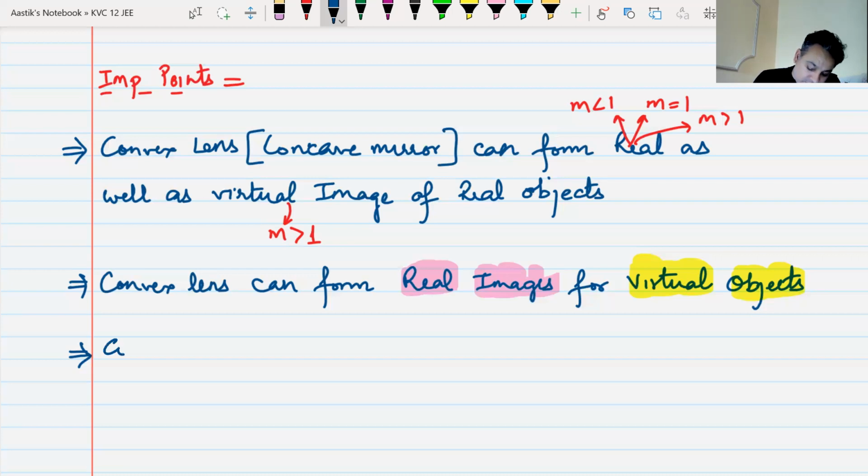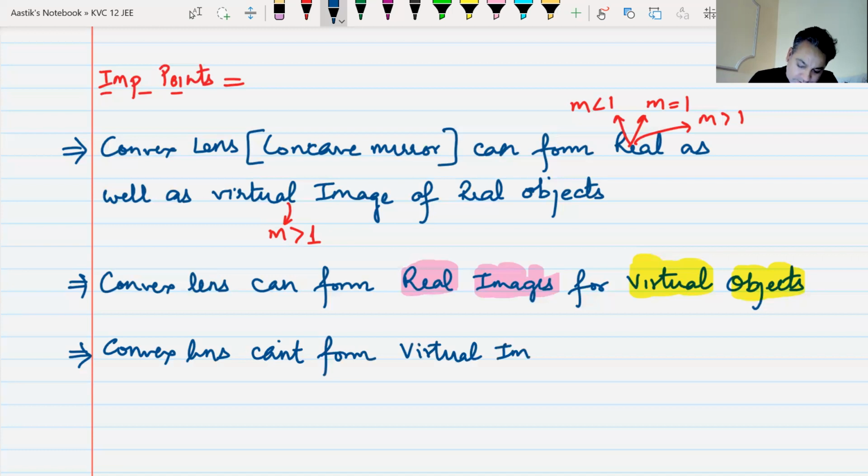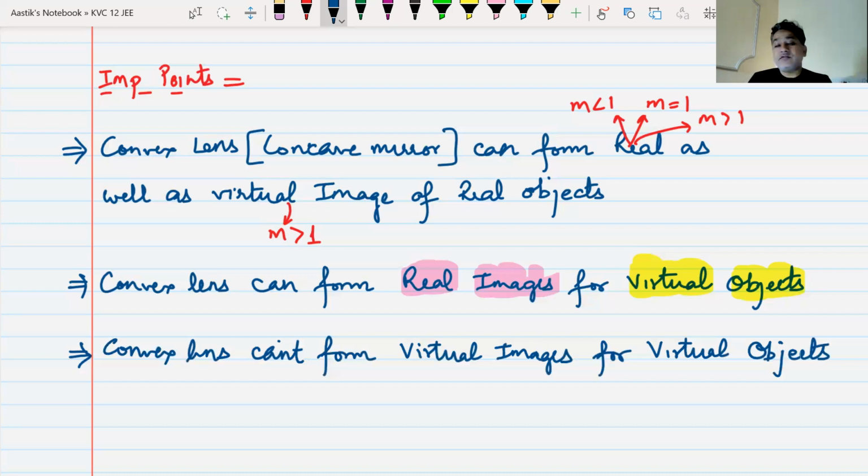Well done. A convex lens or a concave mirror can't form virtual images for virtual objects. A convex lens or a concave mirror cannot form virtual images for virtual objects.